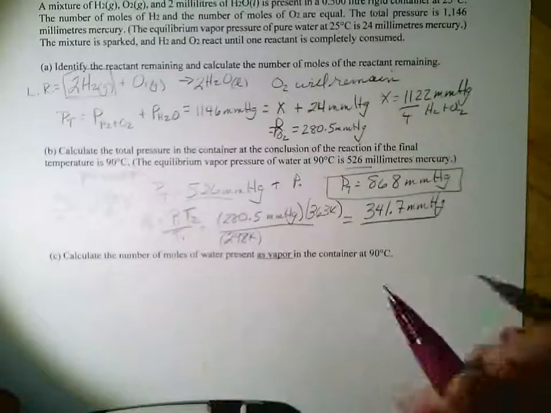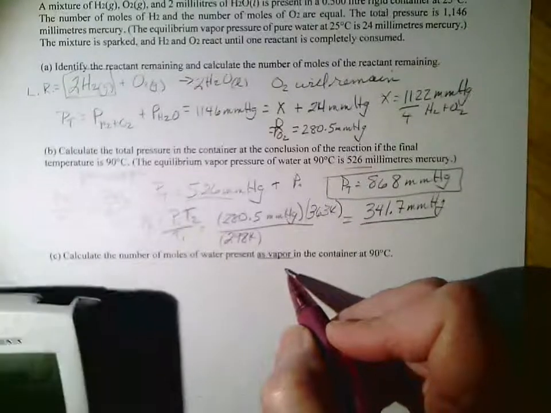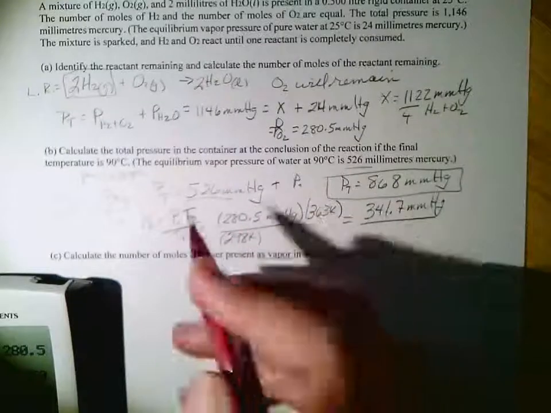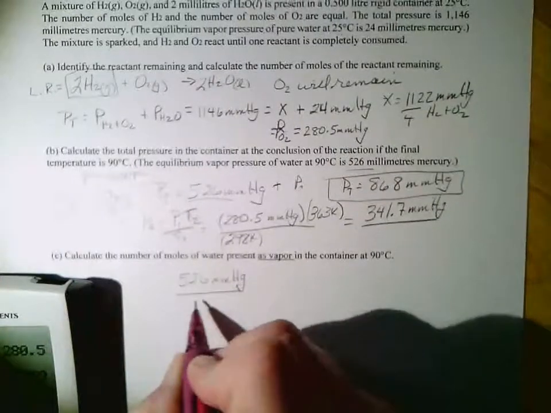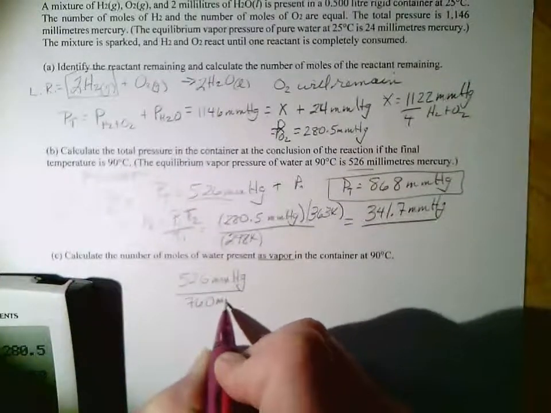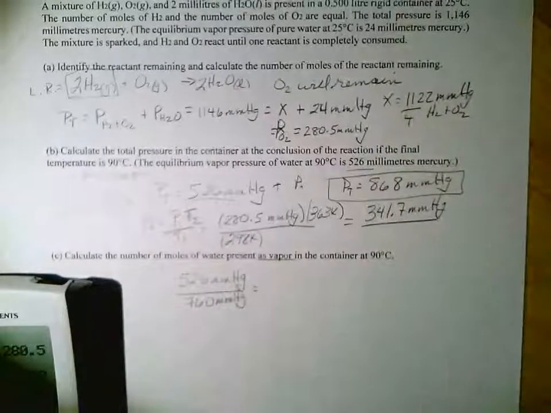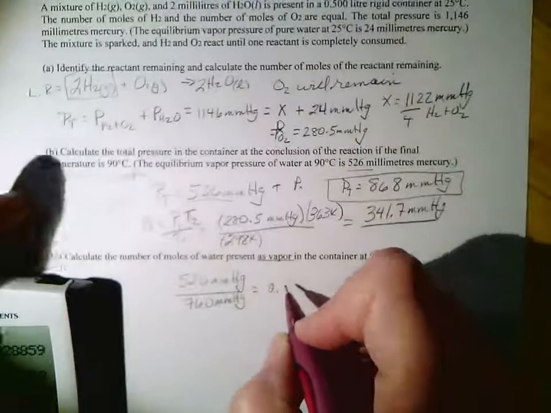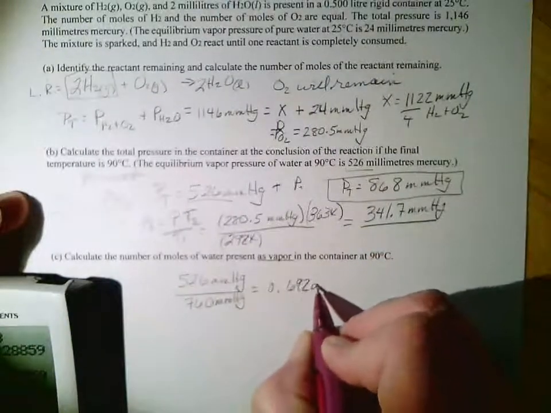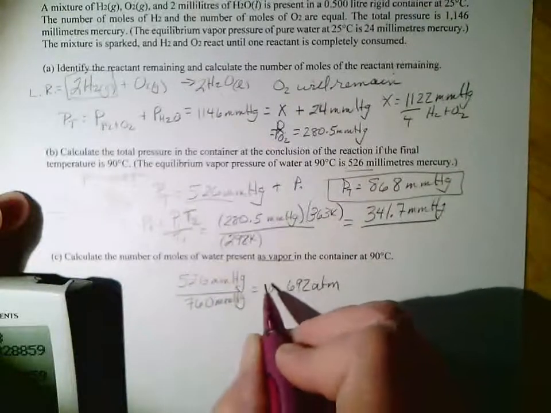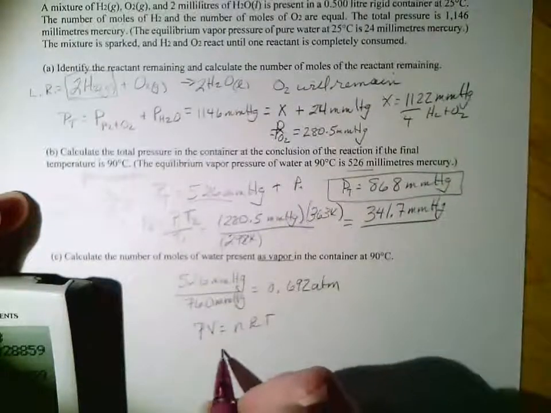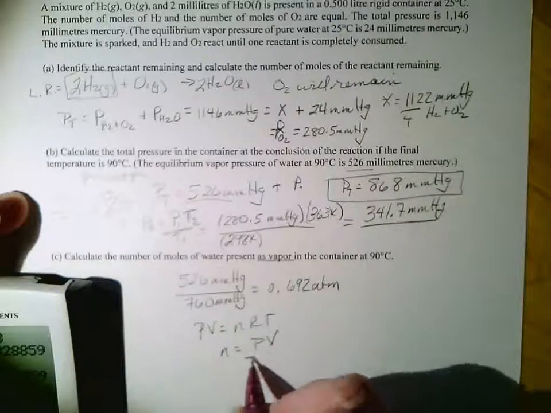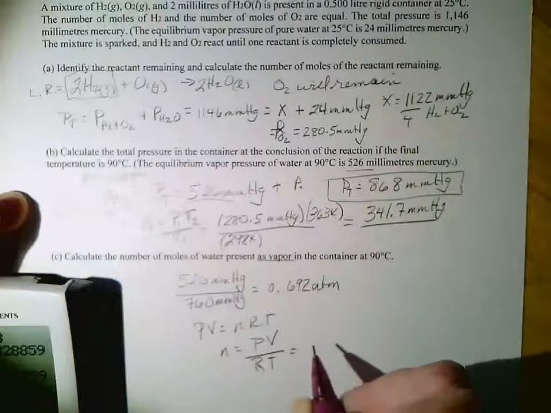Calculate the number of moles of water present as vapor. So we have the millimeters of mercury for that, so it's going to be 526 millimeters of mercury. I'm going to have to divide that by 760 millimeters of mercury to get it into atm. And that's going to be 0.692 atm. Now I'm going to use the ideal gas law. PV equals nRT. So n is going to equal PV over RT.